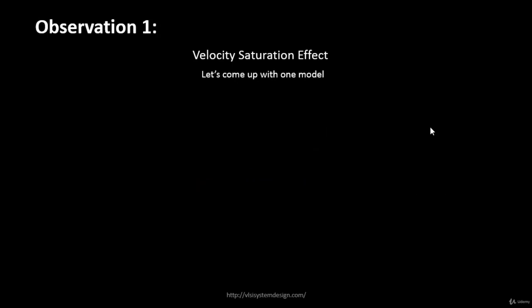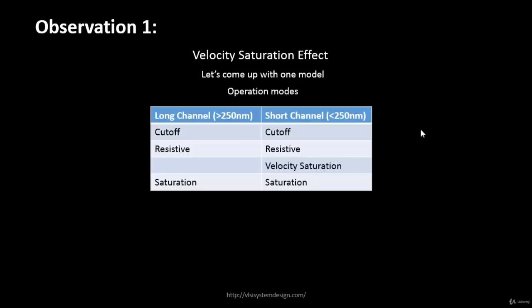Okay, so before that, since we know there is a region of operation at higher voltages of VGS, that's called velocity saturation. So we'll try to differentiate two different operating modes. One operating mode will be for long channel, which is greater than 250 nanometers, and one for short channel, which is less than 250 nanometers. Okay, so cutoff remains the same, resistive remains the same, and saturation remains the same for lower voltages of VGS, and for higher voltages of VGS for short channel you will have another region of operation, which is velocity saturation.